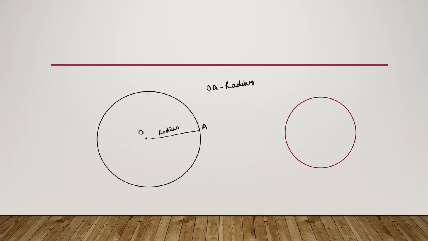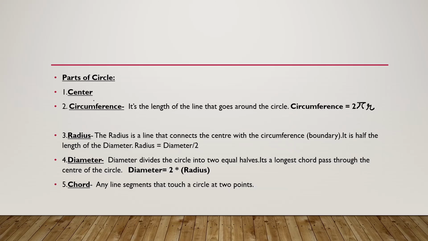We can have multiple radii in our circle. The single term is radius, and if we have multiple radii in the circle, then we call them radii. So OA and OB are the radii of the circle. Next we will see the center we just discussed. O is the center of the circle.